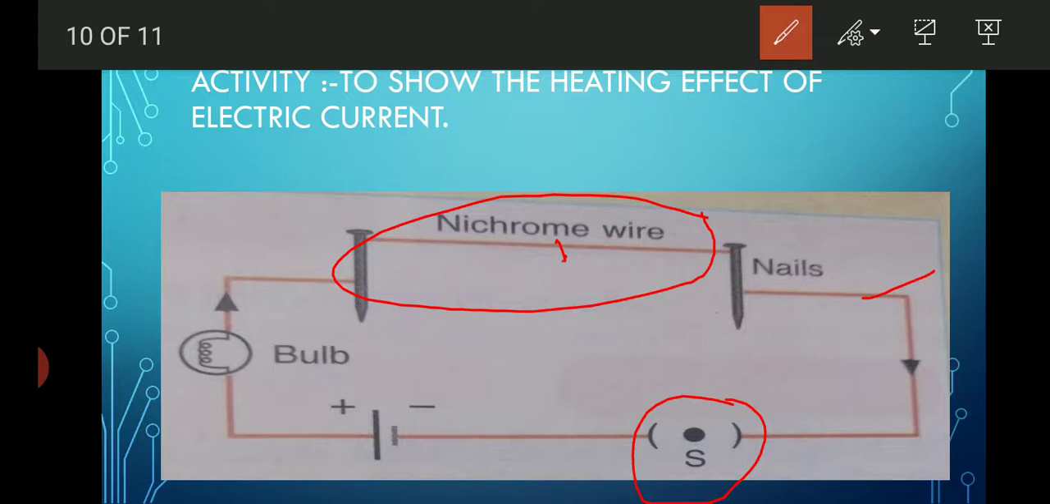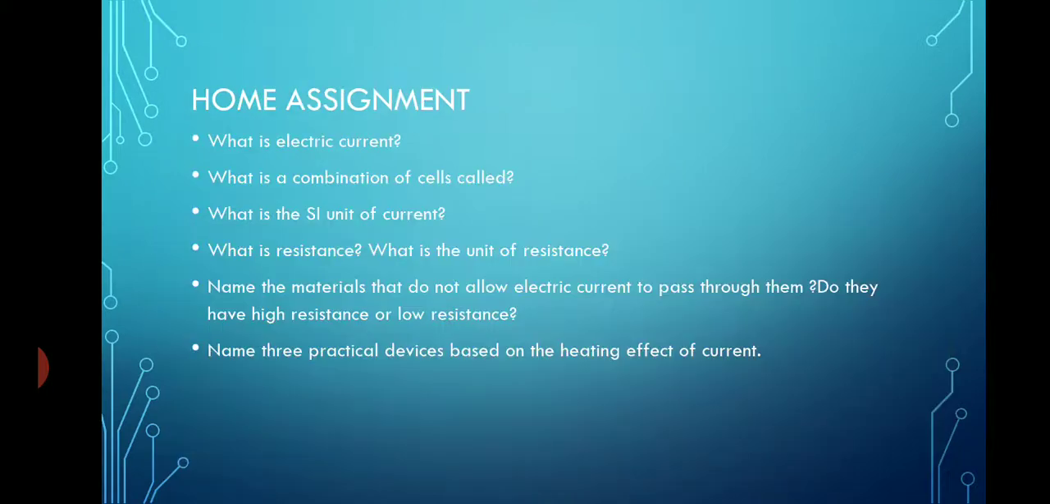So we can conclude that the nichrome wire becomes hot because the electric current passing through it has heated it up, and the electrical energy gets converted into heat energy, which heats up the nichrome wire. This is the heating effect of the electric current.